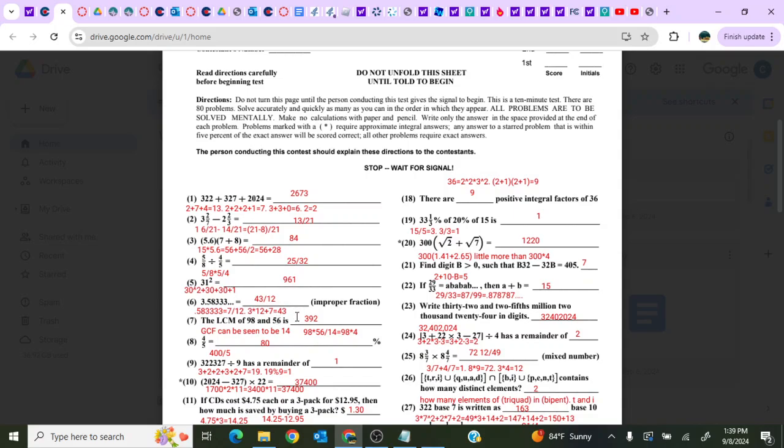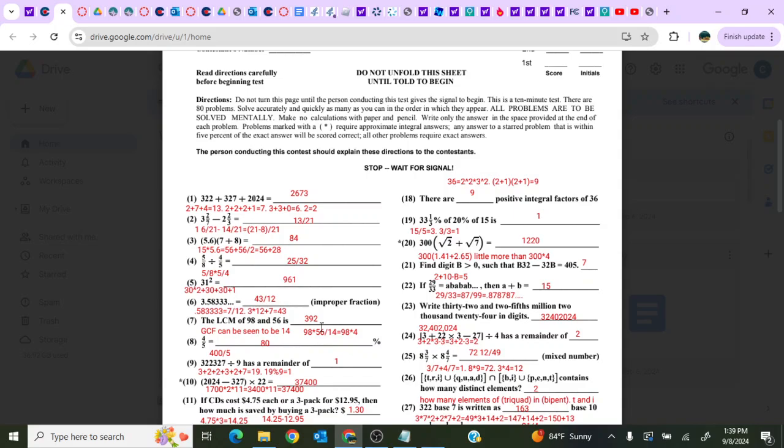98 minus 56 is 48. 56 minus 48 is 8. Hold on. Honestly, it's been a while since I've done that. You can generally just see it. And then once you have your GCF, take the two numbers, multiply them, and divide by your GCF. So 56 divided by 14 is 4. 98 times 4 is 392.